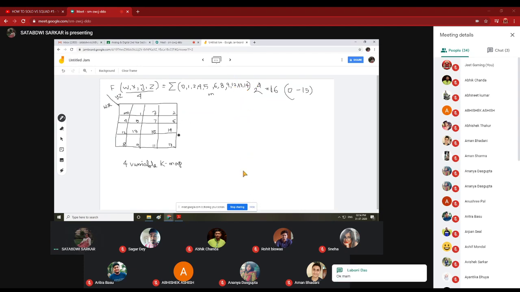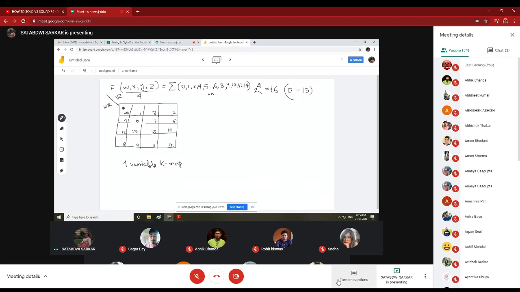Okay. Now for 0, it should be 1. So which cell is 0? This cell. So WX: this row's value is 0 0, that is W bar X bar. This is 0 1, so W bar X. Now it is 1 1, so WX, and here it is 1 0, so W X bar.